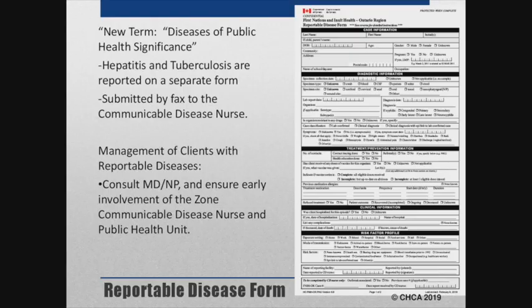There is a reportable disease form, which you can see, the First Nations and Inuit Health, Ontario region reportable disease form. The new term, diseases of public health significance, is now used. For example, hepatitis and tuberculosis are reported on a separate form, submitted by fax to a communicable disease nurse.